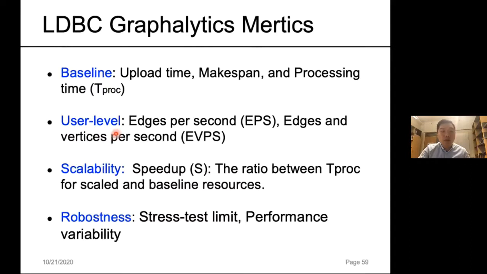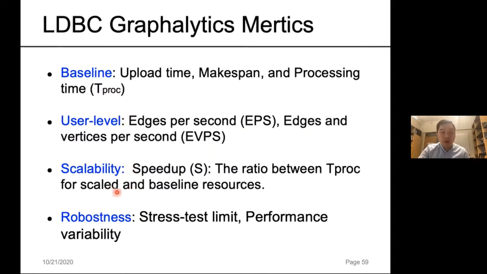And from the user level, there are 2 metrics: the edges per second EPS and the edges and vertices per second EVPS. These metrics are computed by the number of edges divided by the tproc, or the number of edges and vertices divided by the tproc.